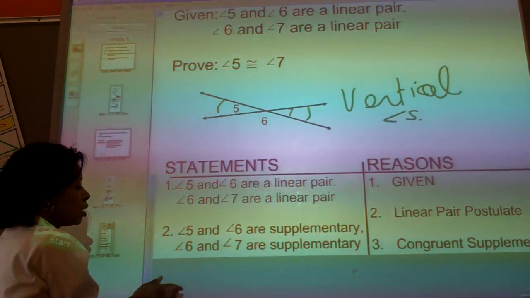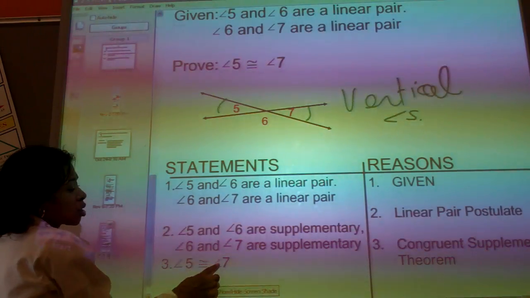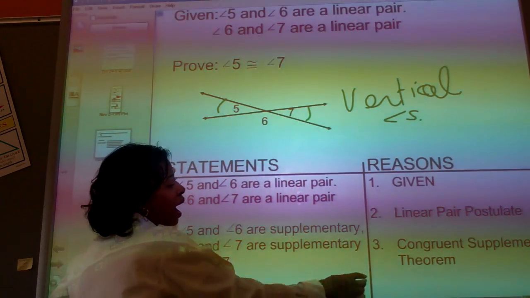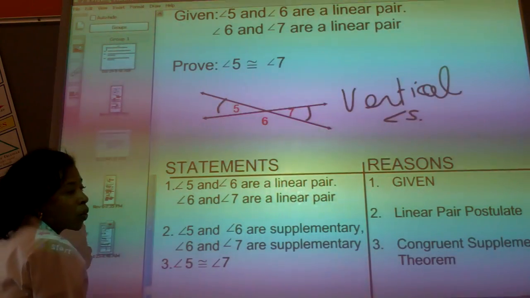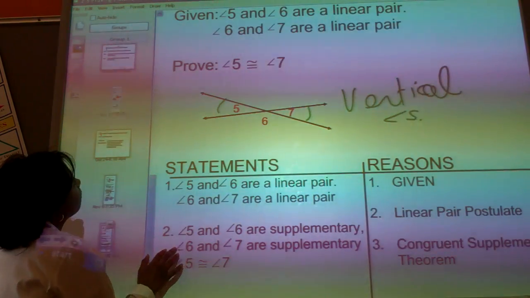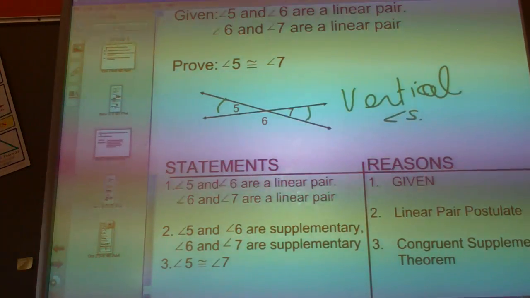And then finally, number 3, I know that angle 5 is congruent to angle 7 by the congruent supplements theorem. And this concludes your lesson for 2-6, part 3.